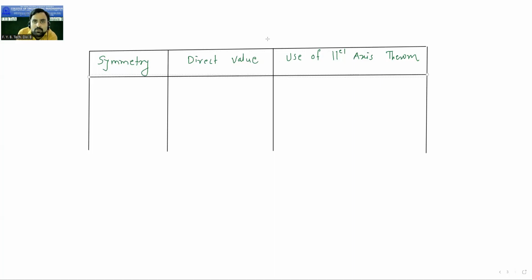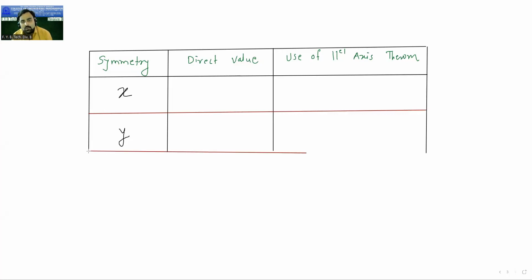See now, whatever numericals we are dealing with or whatever figures we came across while solving the problems, we will see the symmetry. We will see the symmetry either about x-axis or about y-axis. Basically about these two axes we always see whether the given figure is symmetric about x-axis or symmetric about y-axis. That we always see. So now, what is the formula?